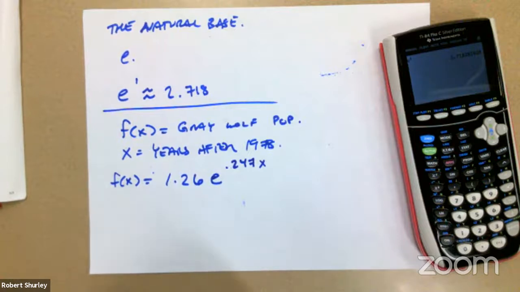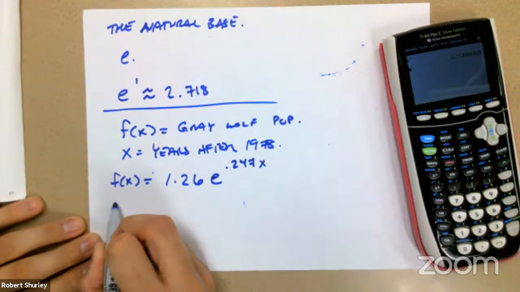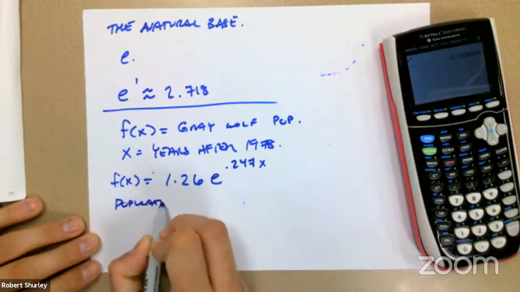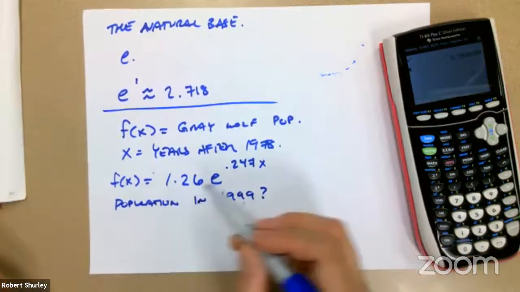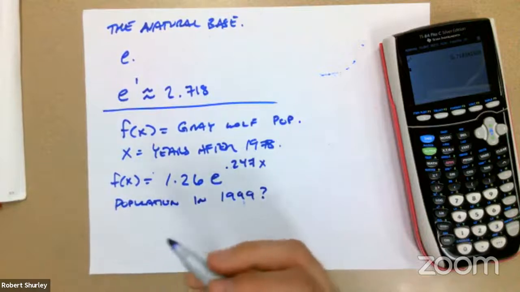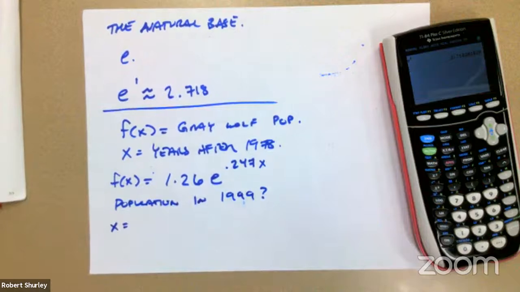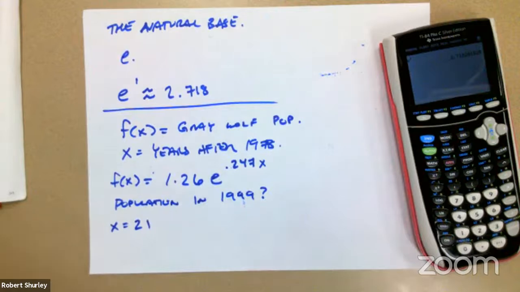That's kind of cool. So if you wanted to know what the model was for a certain year, let's look at, oh, let's do 1999. The population in 1999. Anyway, remember, this is the model. It's not the actual population. We'll see how close it is to the model. So if X is years after 1978, 1999 would be 21, right? So X equals 21.